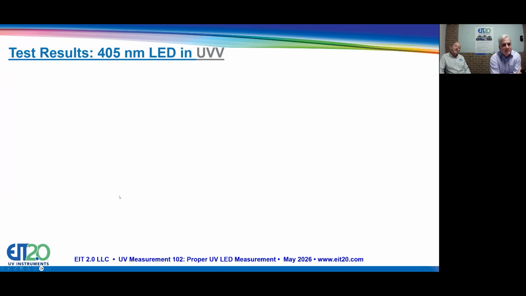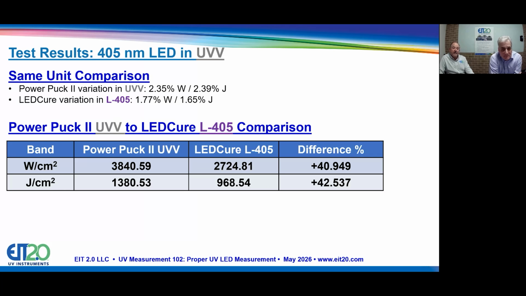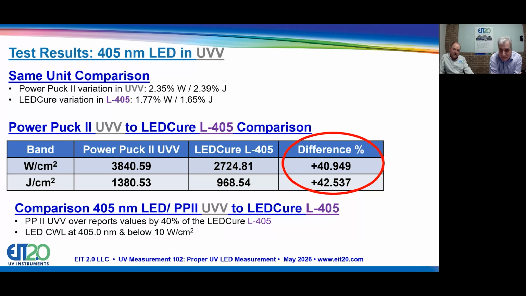All right. In terms of the 405 LED, we did not look at the UVA. We only looked at UVV as in Victor. We actually had pretty good matching puck to puck and then LED to LED. The big thing here is the power puck made for mercury over-reported what was actually available there in terms of the UV from a 405 nanometer source. So again, you have to be careful.